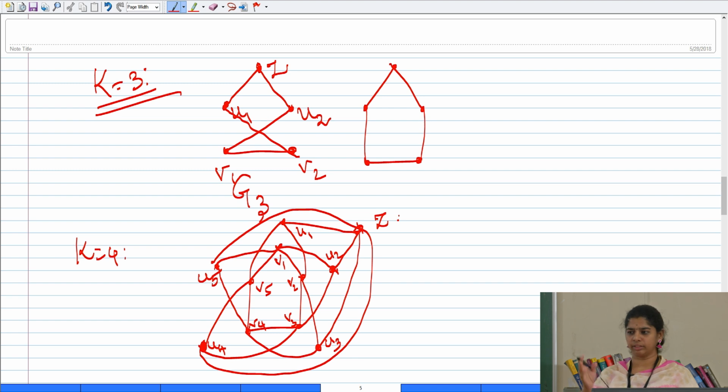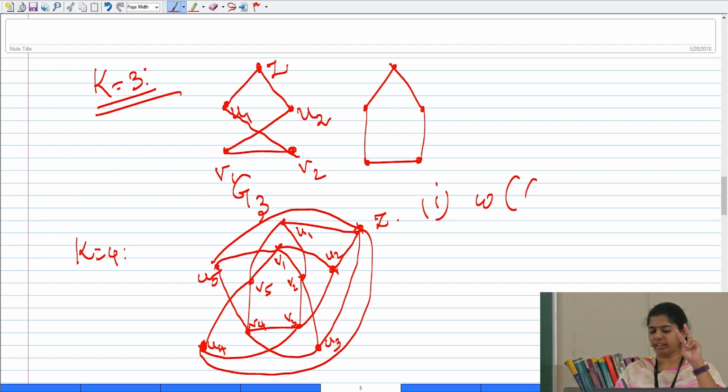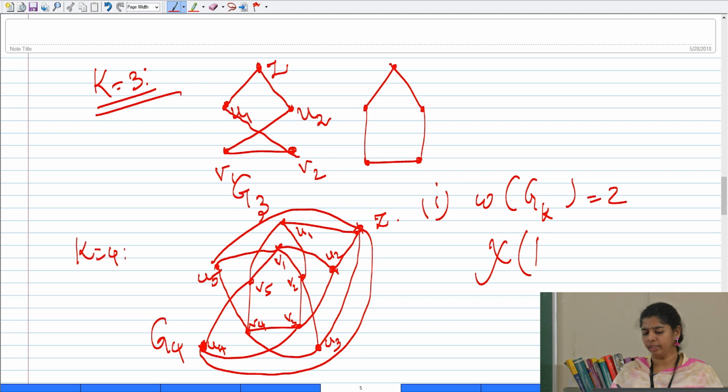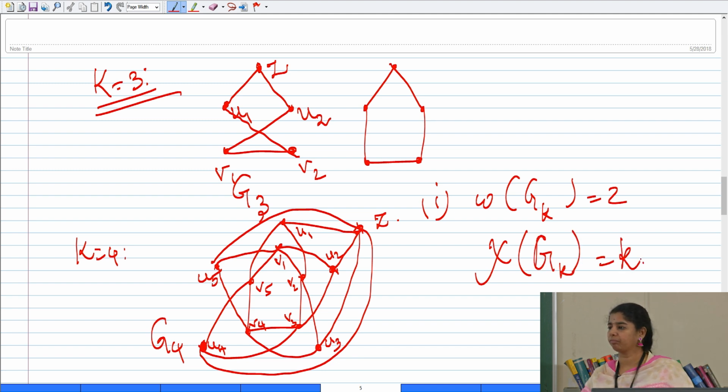This is a recursive construction, you can do this for any k. Just follow the same process and you can construct it for any k. So, there are two questions that we need to answer. The first question is omega of Gk is equal to 2 for any k that we are considering here. So, this is going to be our G4, and the chromatic number of Gk is equal to k again.